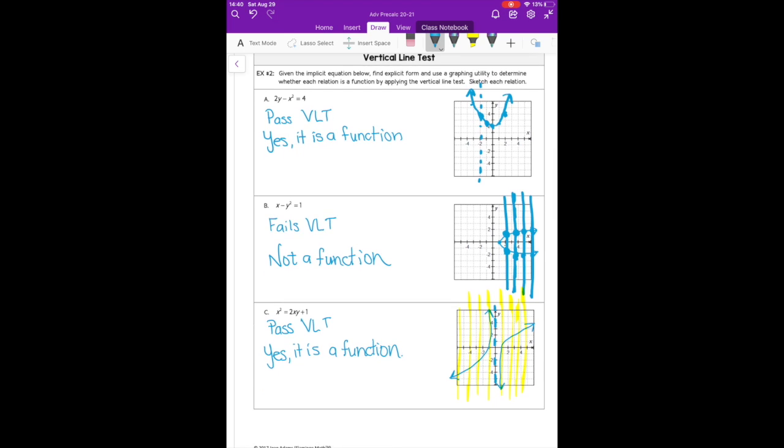All right, you have completed the vertical line test. See if you can get the next couple questions correct.